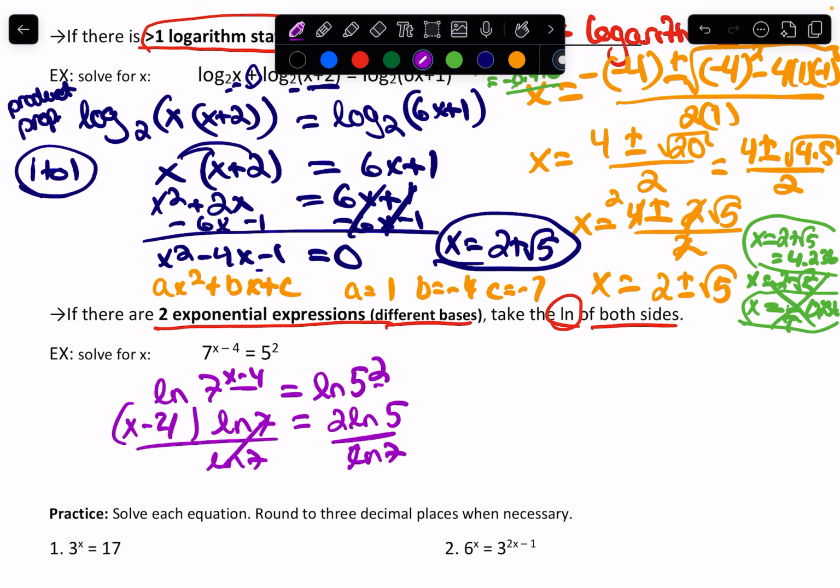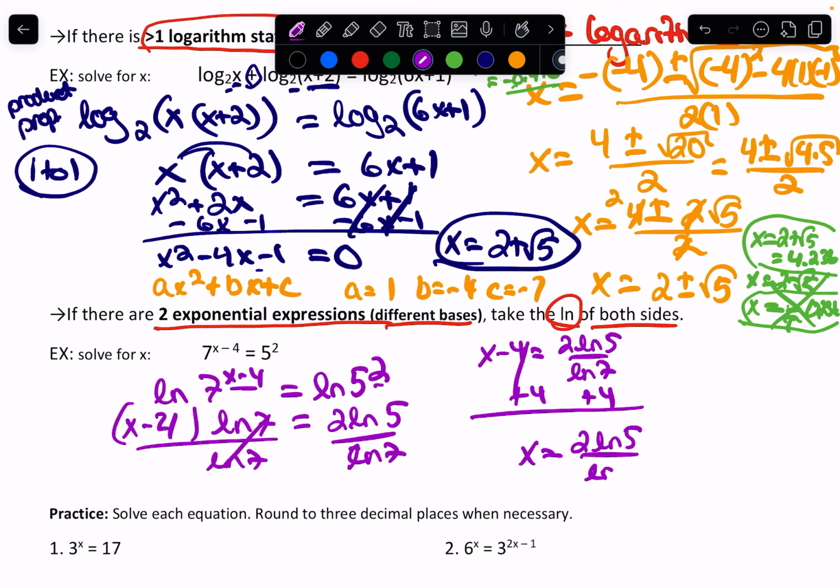So we get, hold on a second, x minus 4 equals 2 natural log of 5 over natural log of 7. Now we're going to add the 4 to both sides. And x equals 2 natural log of 5 over natural log of 7 plus 4. And this is going to be 5.6542.